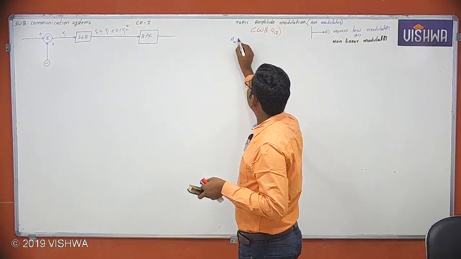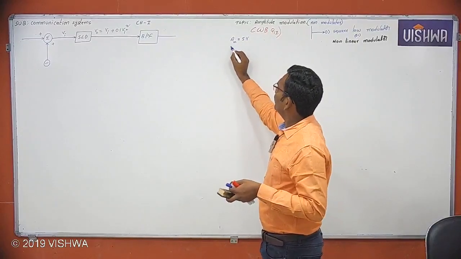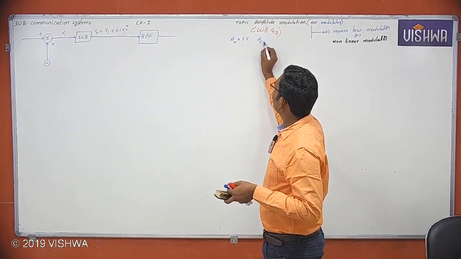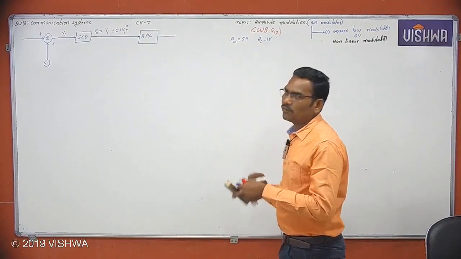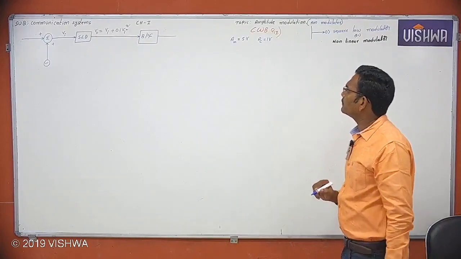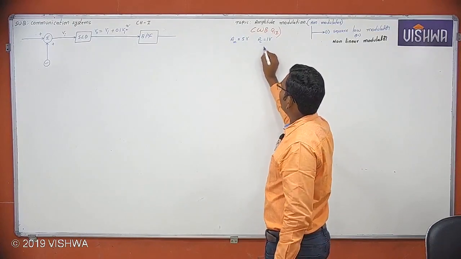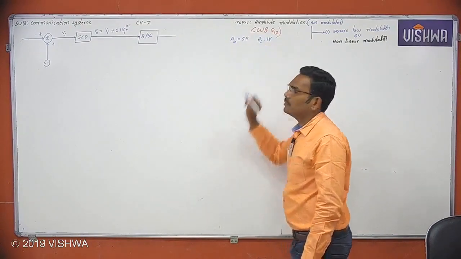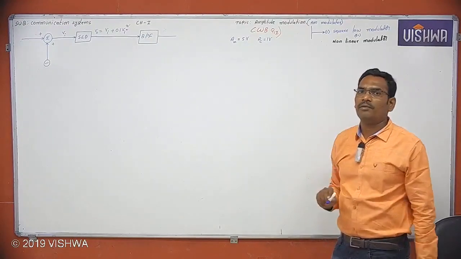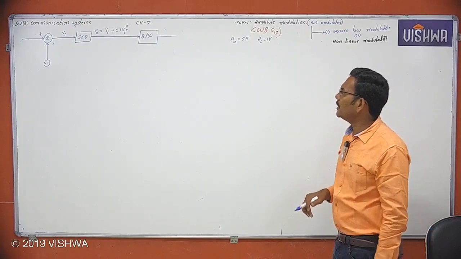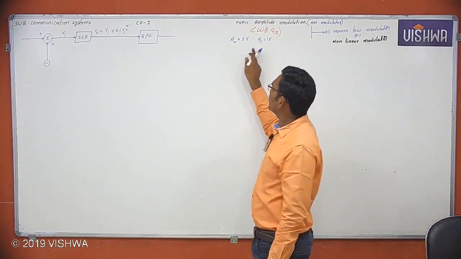of 5 volts amplitude and a carrier signal of 1 volt amplitude. A message signal of 5 volt amplitude and a carrier signal of 1 volt amplitude are added to each other and applied to the square law device.